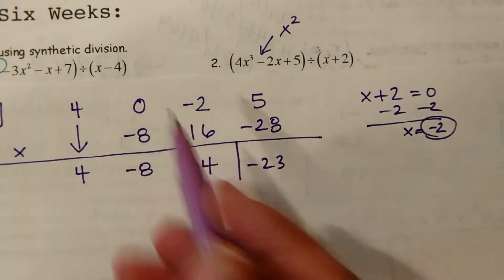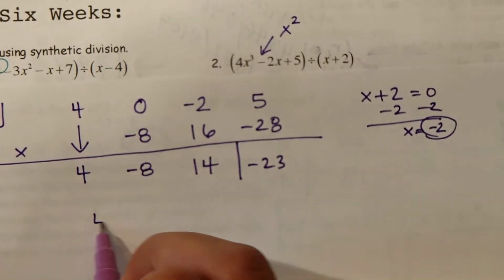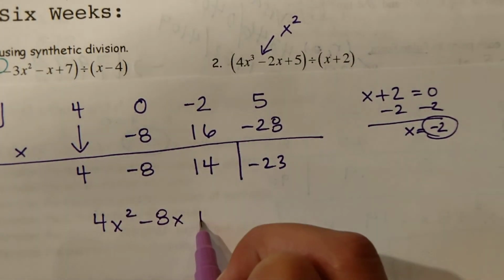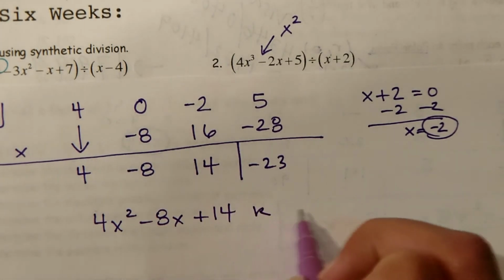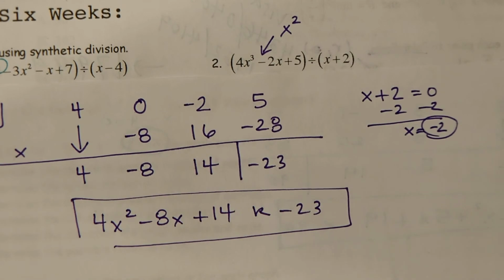is going to be, we're starting with 1 power less. So if we started with x cubed, this is going to be 4x squared minus 8x plus 14, and then we have a remainder of -23. So this would be our answer here for number 2.